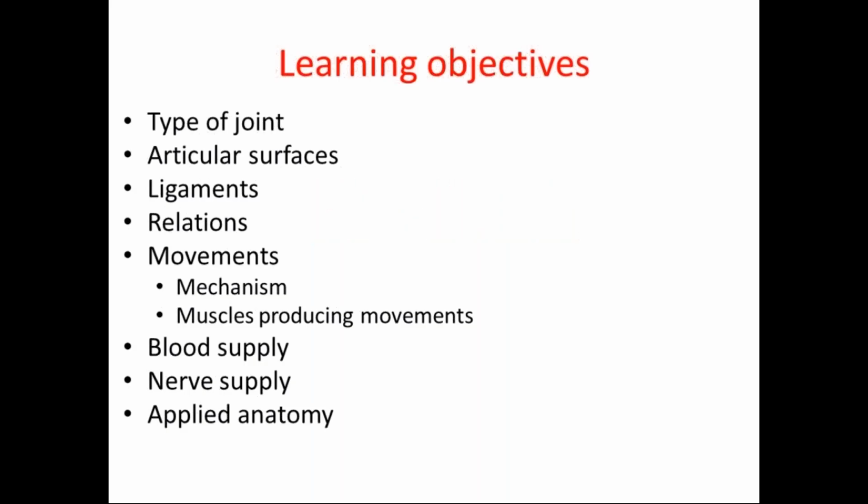Today's topic is hip joint. It will be discussed under the following headings: the type of joint, the articular surfaces, ligaments, relations, movement and muscles producing movements, blood supply, nerve supply, and the applied anatomy.